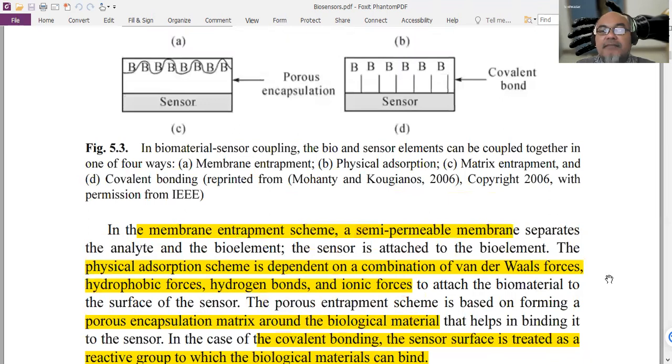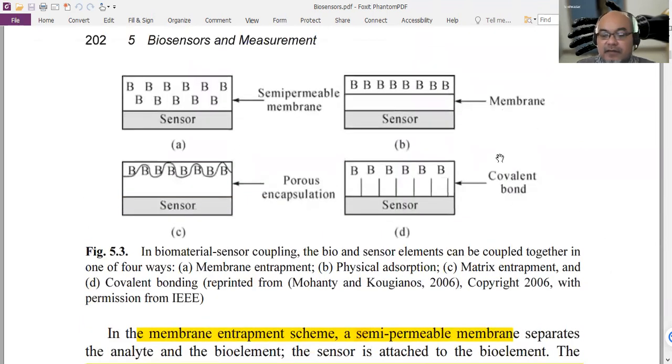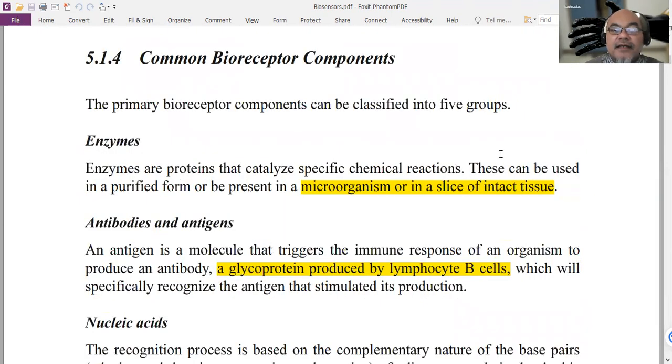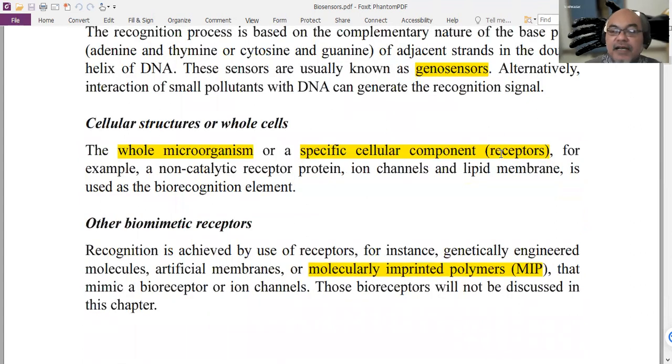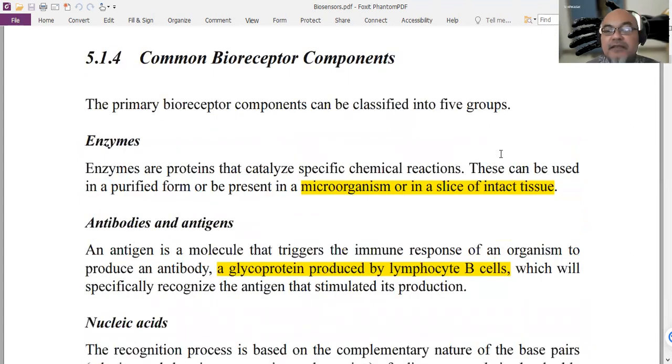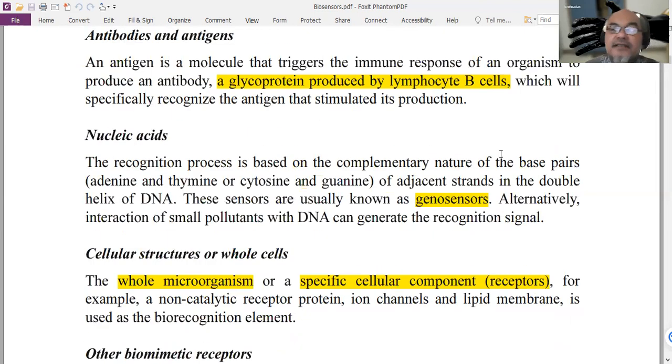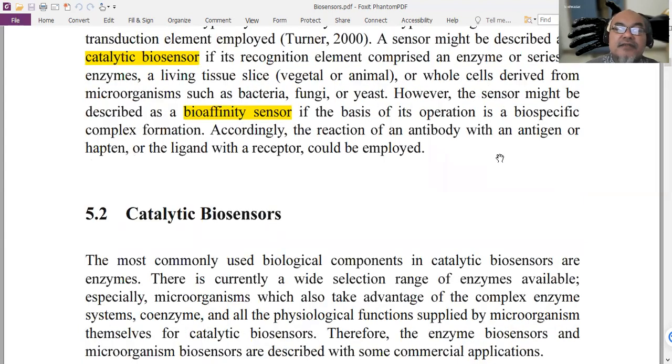Okay, so these are some of the parameters or fabrication criteria which you need to pay attention to when you are designing a biosensor. Okay, then we have discussed also last week the common bioreceptor components. We have discussed enzymes, antibodies and antigens, nucleic acids, cellular structures or whole cells, and other biomimetic receptors.